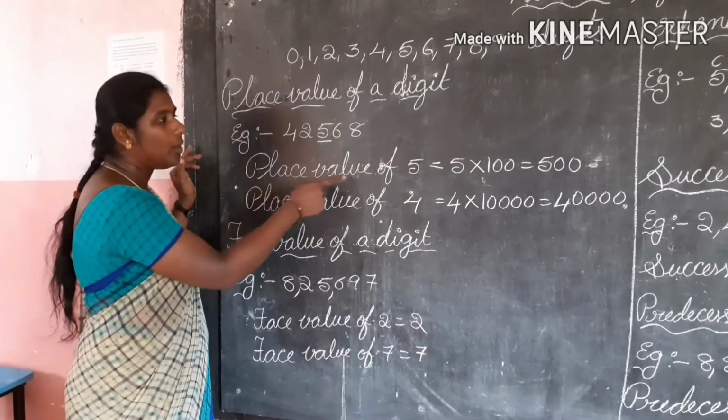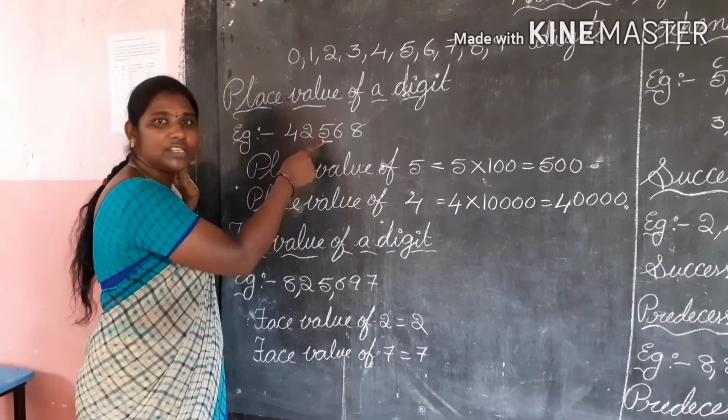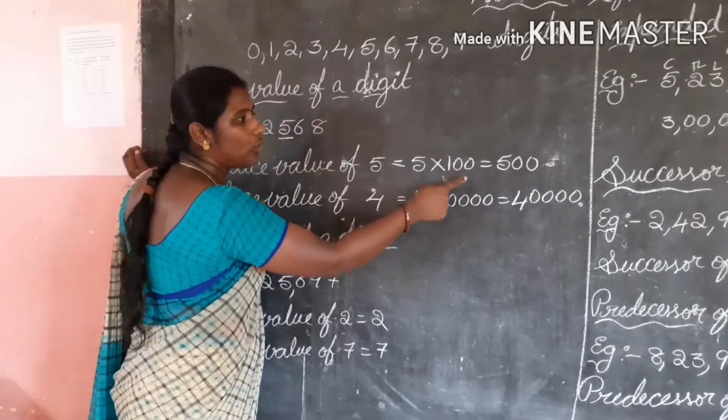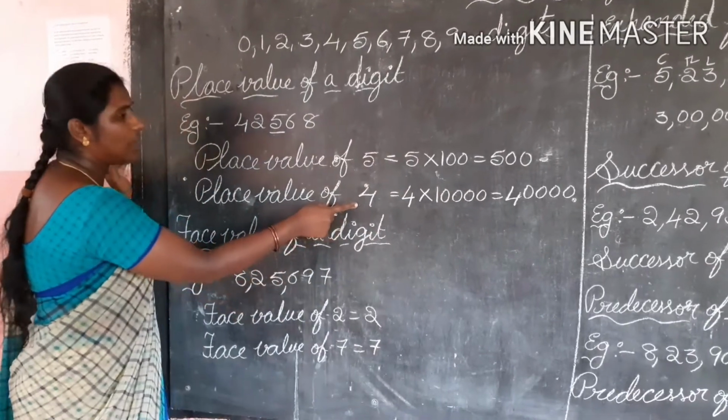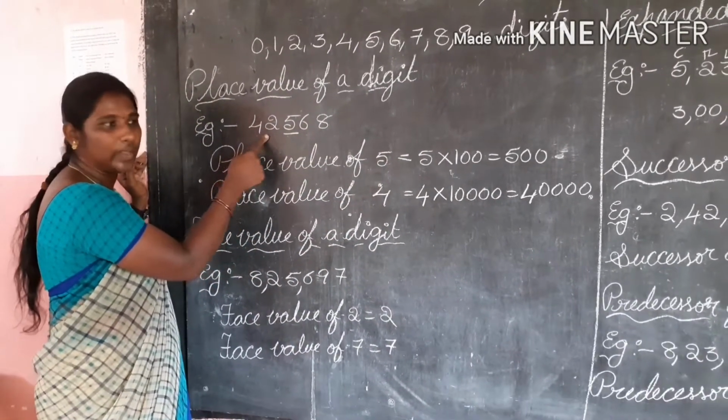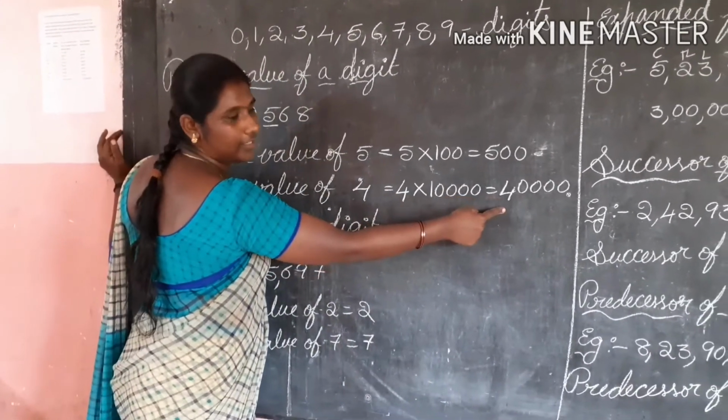Suppose, what is the place value of 5? 5 is in the hundreds place, then 5 into 100 is 500. Next, 4 is in the 10,000 place, 4 into 10,000 is 40,000.